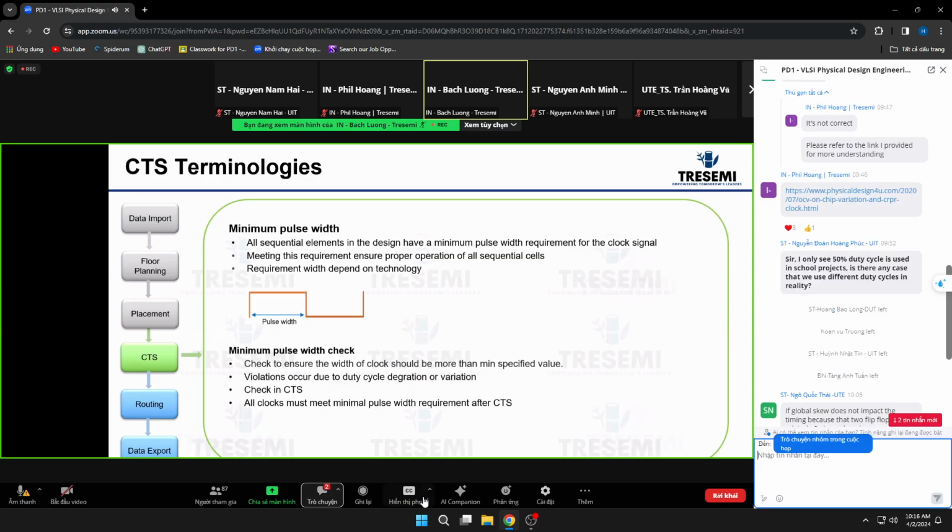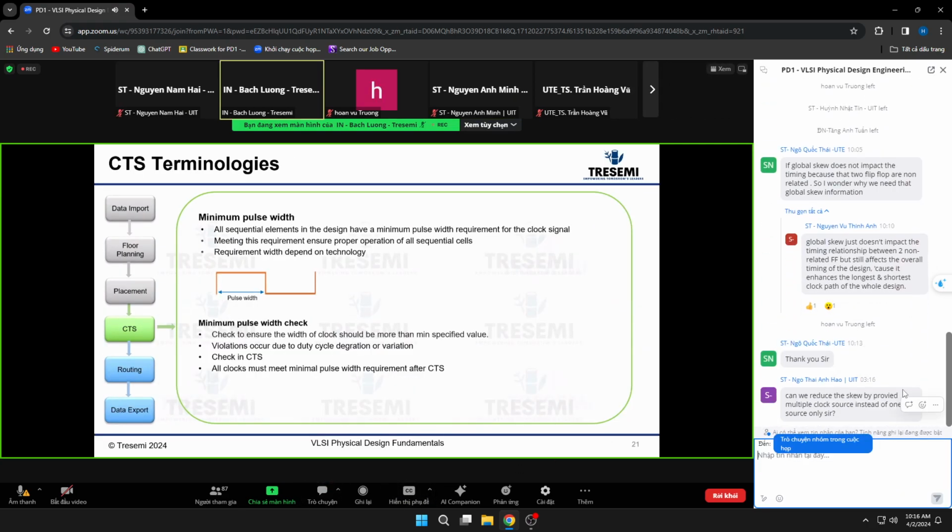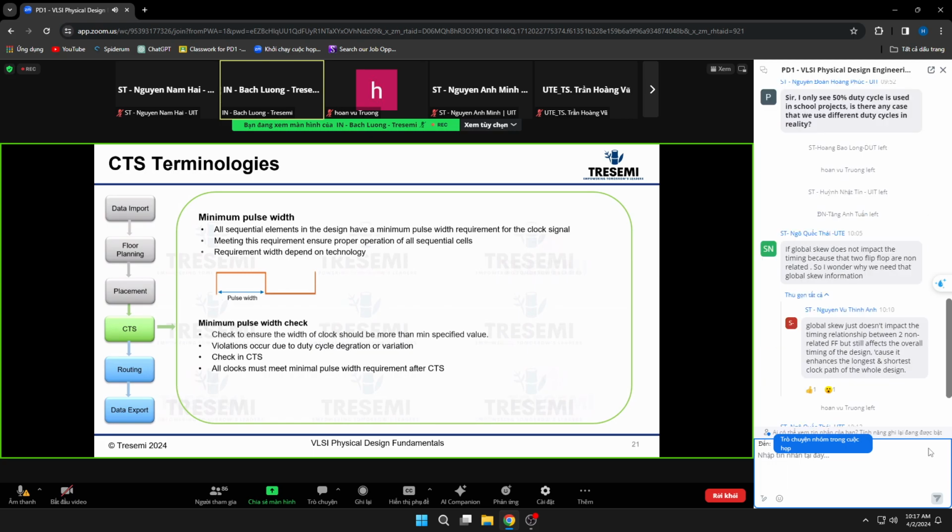duty cycle, minimum pulse width. I think last we spoke, before we left for the break, was the minimum pulse width check. Okay, so our clock must meet the minimum pulse width requirement.